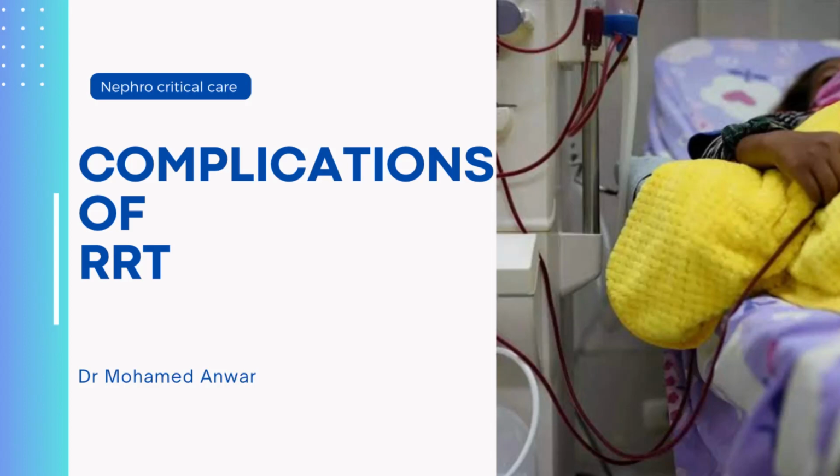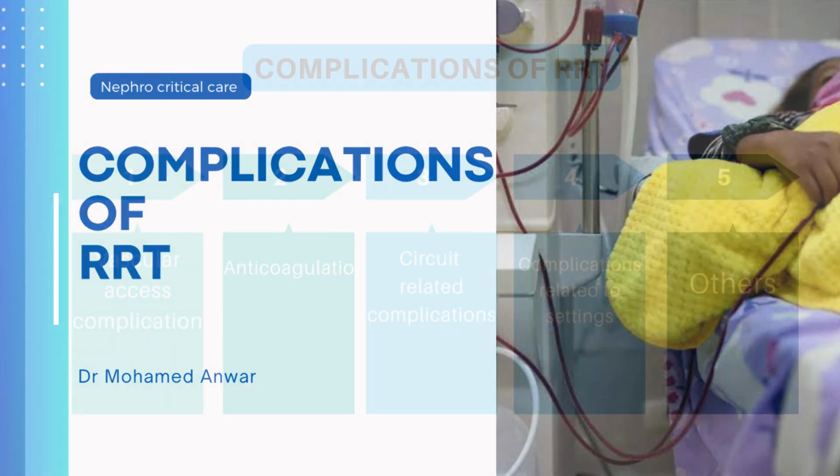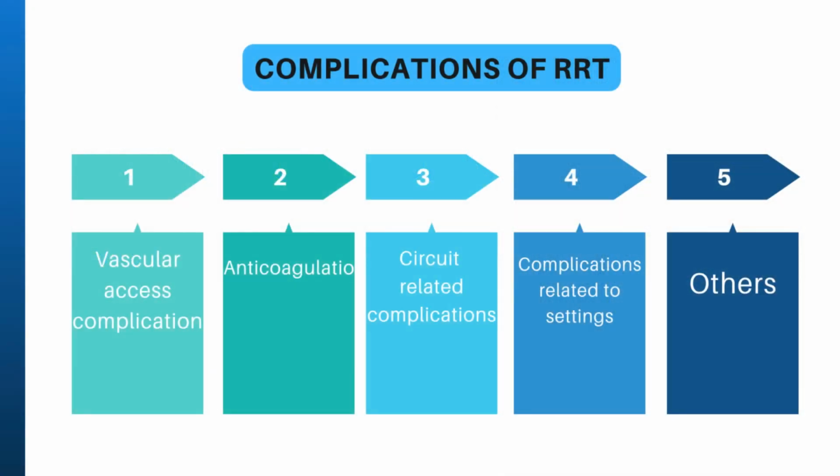Hello everybody. We talked in the last video about renal replacement therapy in ICU, and in this video we'll talk about complications of RRT, or renal replacement therapy, in ICU. We can divide complications of RRT into 5 categories. Number 1, vascular access complication. Number 2, anticoagulation. Number 3, circuit related complication, and number 4, complications related to setting and others.